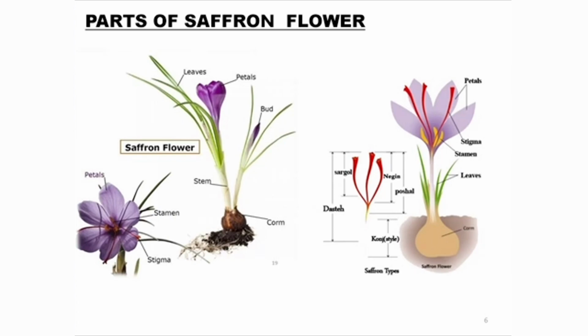We also see the various parts of the stigma. The upper part is called the sargol, and just below that is called the negin. The next part is called the poshal, and the whole part till the conch is called the daste. The below part, whitish in color, is called the conch.